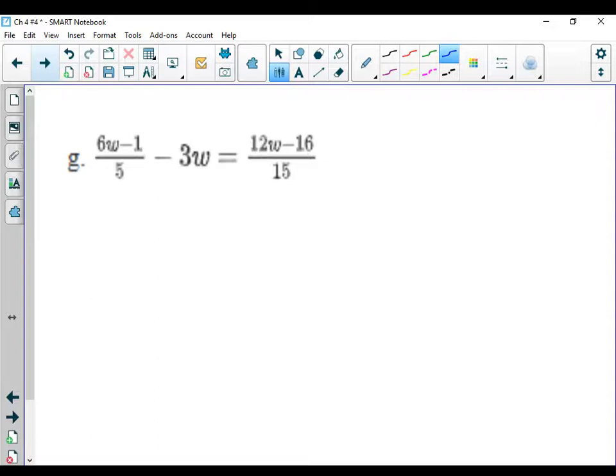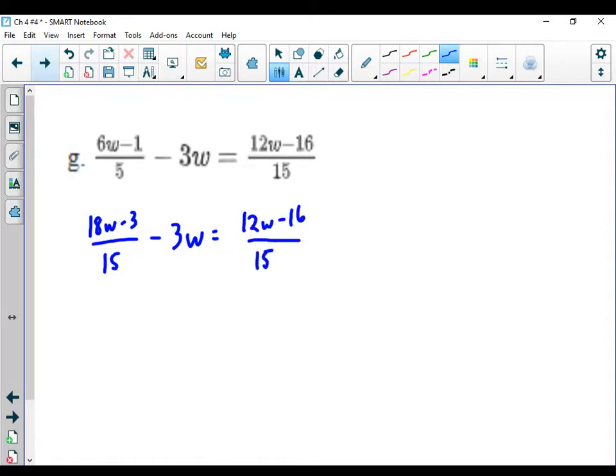If I looked at this, I might say, okay, I've got two fractions. Is there any way I can get those two to have the common denominator? Well, in this case, our common denominator would be 15. So I'm going to make this have a denominator of 15. And I can do that by multiplying by 3. So that means this is 18w minus 3. Now, I'm not messing with the 3w for a second. Over here, I've got this fraction.